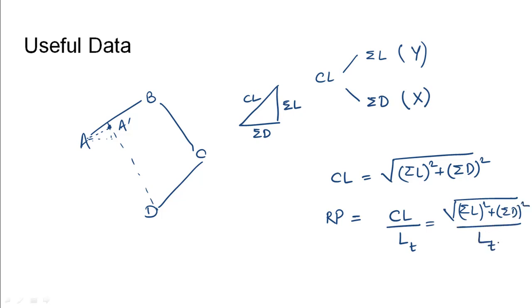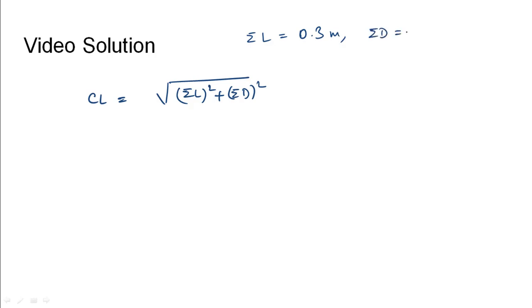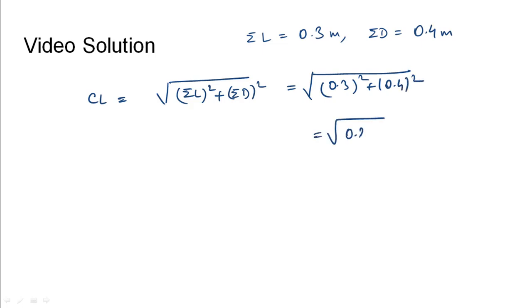So in this case, the closing error CL is given by the square root of summation L whole square plus summation D whole square. It is given in the problem statement that summation of L is 0.3 meter and summation of D is given as 0.4 meter. So substituting the value in the relation of closing error, we would get 0.3 square plus 0.4 square. So this would become the square root of 0.25, which would become 0.5 meter.